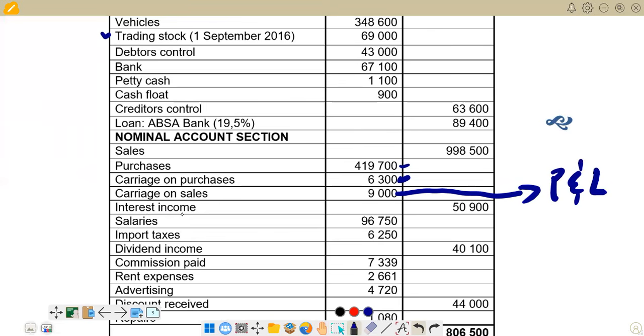So we go to the next one, interest income. This is an income, and all incomes should be on the credit side of the profit and loss. Salaries again is an expense, profit and loss. Import taxes. Remember, these are part of the transport cost of carrying the goods that we are buying to the business. So import taxes goes under the trading account. So we're going to the debit side again, put our 6,250 as import taxes.